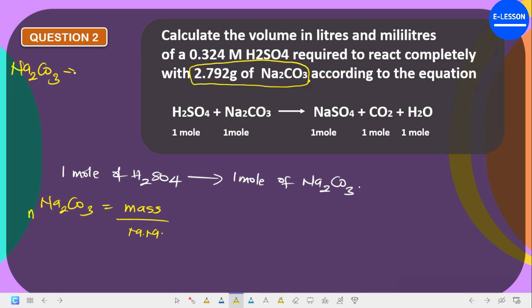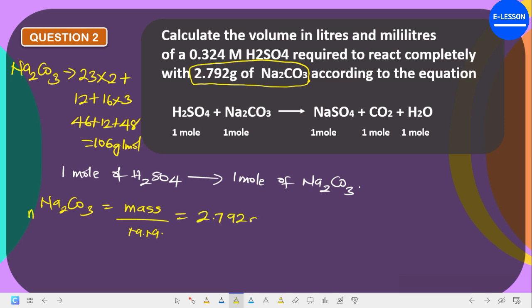Now let us talk about the molar mass of sodium trioxocarbonate first. What is the molar mass? Sodium is 23. How many are there? 2, plus carbon is 12, plus oxygen is 16 times 3, which is 46 plus 12 plus 48. 46 plus 12 plus 48 is what? 106 gram per mole. Are you getting it now? So the molar mass of sodium trioxocarbonate is 106 gram per mole. Now the mass given in the question is what? 2.792 gram, divided by the molar mass, 106 gram per mole.